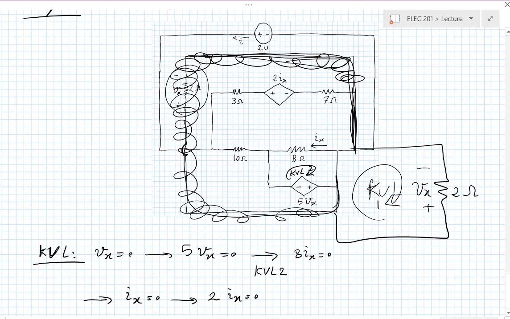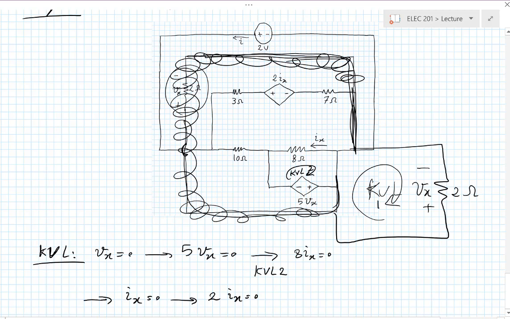Now this source up here, the 2Ix, is, again, remember, a voltage source. It depends on a current, so it's a current-controlled voltage source. It's a voltage source, but its value is twice the value of the current Ix. Now, if Ix is 0, well, twice Ix is 0. So that voltage source there has 0 volts between its two ends. What is a voltage source that has 0 volts between the two ends? It's just a wire.